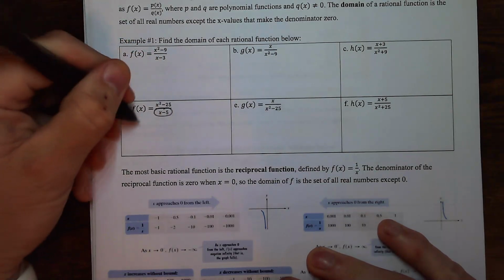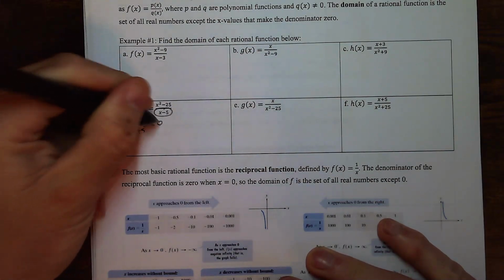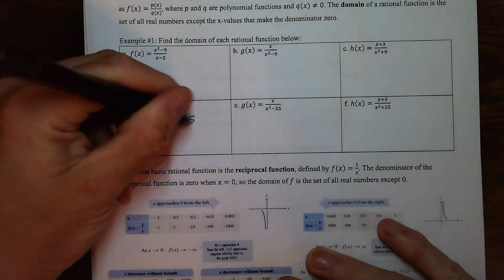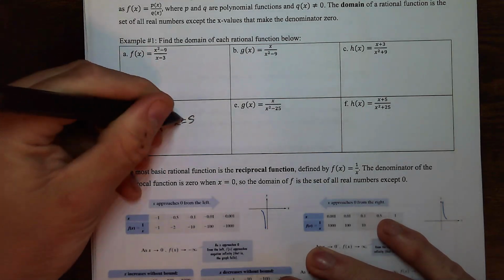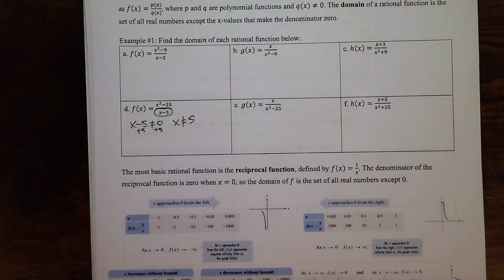So we're going to take x minus 5. x minus 5 equals 0. And so what minus 5 gives you 0? x equals 5. So now, here's the thing. x cannot equal 5. If x equals 5, that makes the bottom 0, and that means it's undefined. So x can't equal 5.